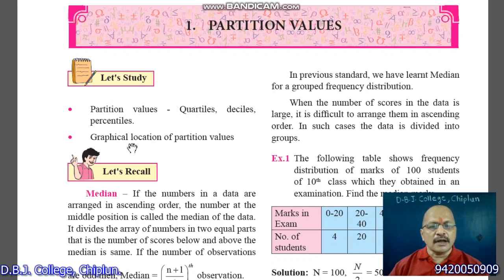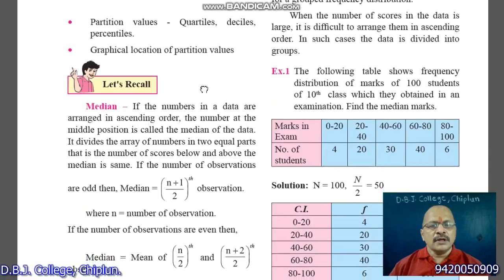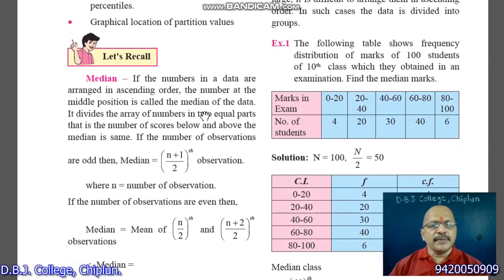them using graphs. First of all, let us recall the mean, mode, median that you have studied up to 10th standard. Median. If the numbers in a data are arranged in ascending order, the number at the middle position is called the median of the data. It divides the array of numbers in 2 equal parts, that is, the number of scores below and above median is same.